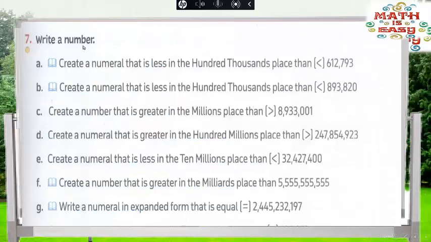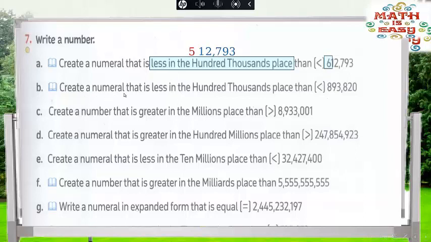Number 7, write a number. First one, create a numeral that is less than the 100,000th place. Go to your number here. Where is the 100,000th place? In the 100,000th place we have 6. So it tells you write the same number but write less than 6. Before 6 we have 5. You should write 5 in the 100,000th place and complete the number without a change. 1, 2, 7, 9, 3, without any change in all digits.